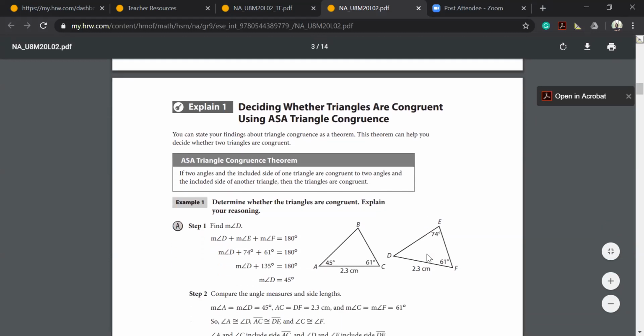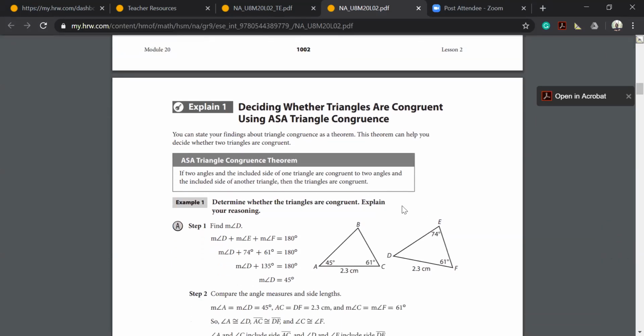In example 1, determine whether the two triangles are congruent or not and explain your reasoning. I don't want the answer to be just yes, they are congruent, and that's it. No, of course not. You have to tell me how you discovered it. Which theorem did you use? This is our first theorem, but at the end you will have more than one. So you have to tell me I used this theorem to prove that these triangles are congruent.